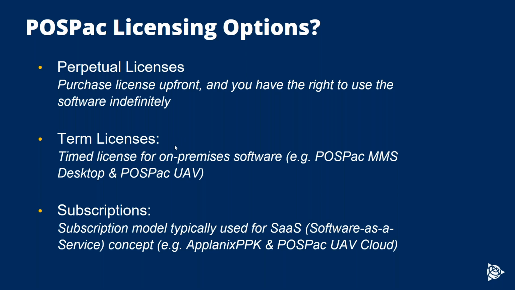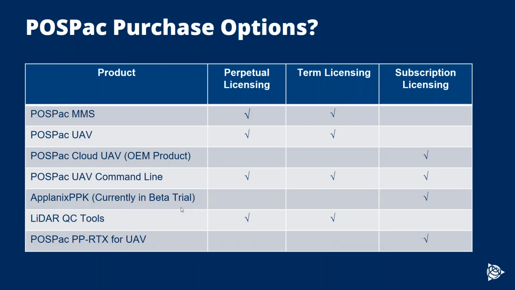Typically, the term licenses are set for 1 year, but in some cases it could be 6 months. And then we have our subscription services offerings, such as our POSPac UAV cloud services or our Applanix PPK services. So I've just got a little table here which nicely summarizes all of this for us.